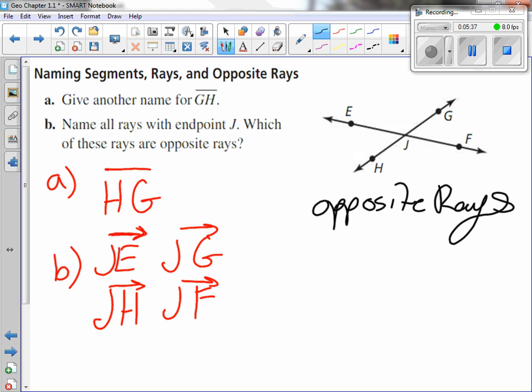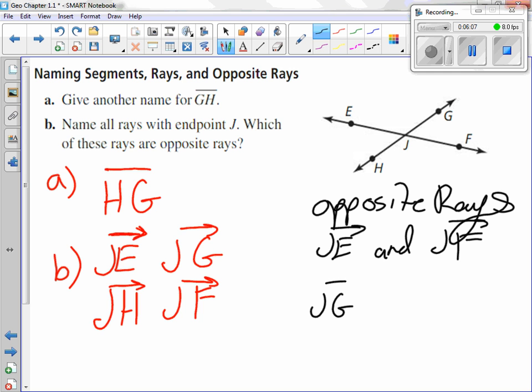Now, the other part of that question was asking to name 2 pairs of opposite rays. So opposite rays do what? They go in opposite directions. So I'm going to just pick JE since we did that one first. What is the opposite ray with JE? JF, because it's going in the opposite direction. So that leaves us with JG and JH. And those are the pairs of opposite rays because they're going in opposite directions.